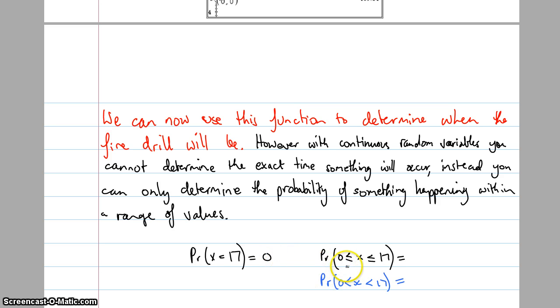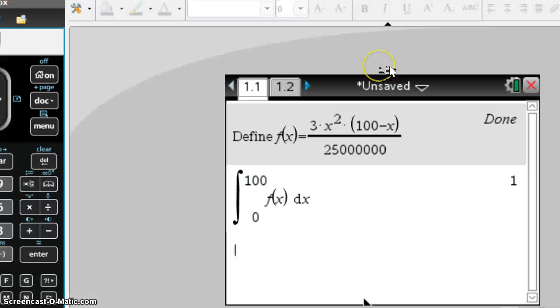But what I can do is work out the probability of it happening within the first 17 minutes. With continuous random variables, it doesn't matter whether you've got an equal sign underneath the less than or the more than sign. It makes no difference. Both of these will give you the same answer. The way that we get this answer is we simply integrate between 0 and 17 for this function. So I might write this down: the integral between 0 and 17 of f of x dx.